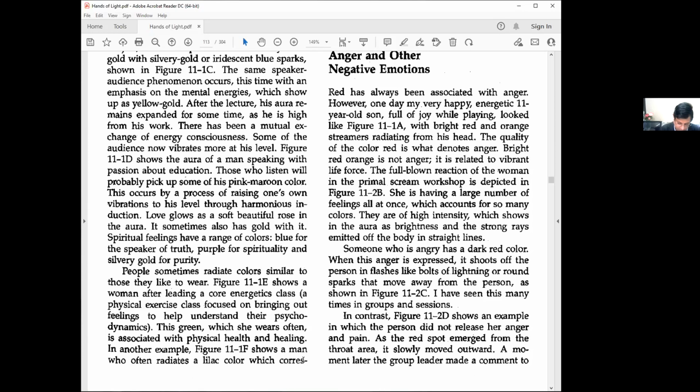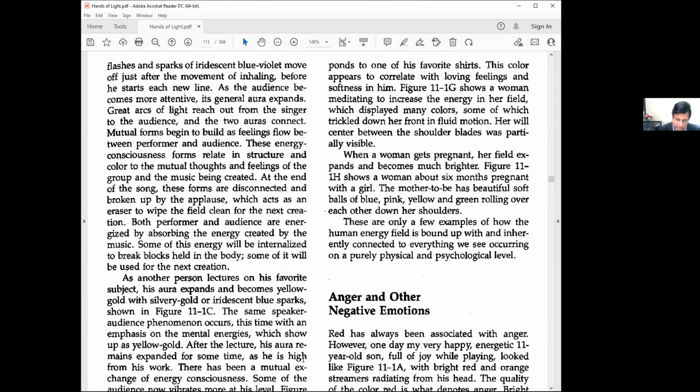People sometimes radiate colors similar to those they like to wear. Figure 11.1e shows a woman after leading a core energetics class, a physical exercise class focused on bringing out feelings to help understand their psychodynamics. This green, which she wears often, is associated with physical health and healing. In another example, figure 11.1f shows a man who often radiates a lilac color, which corresponds to one of his favorite shirts. This color appears to correlate with loving feelings and softness in him.